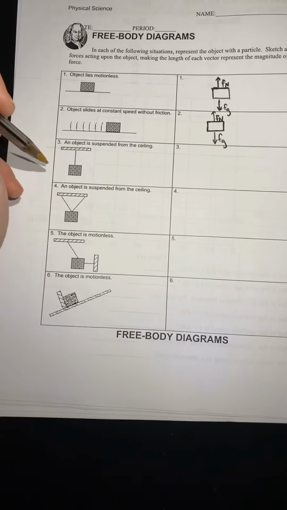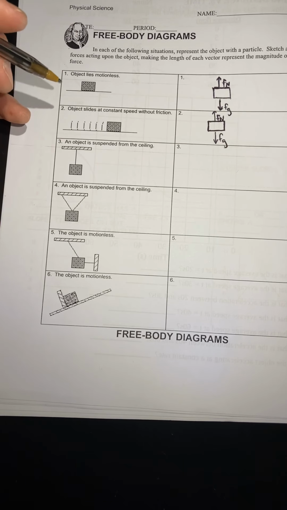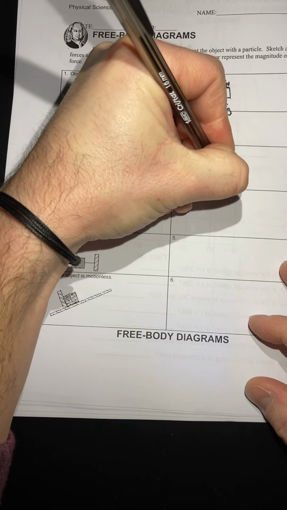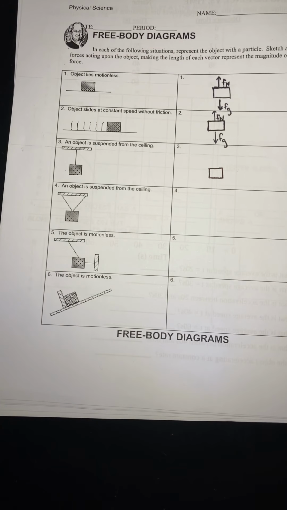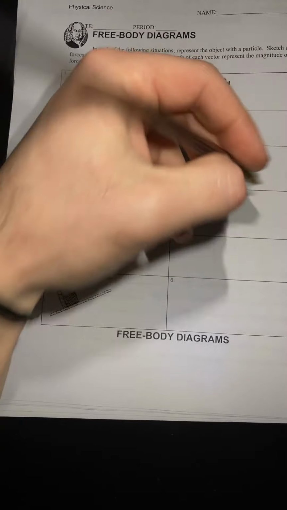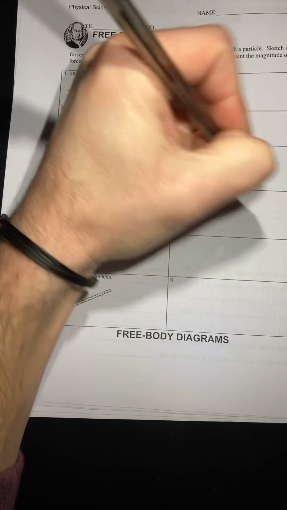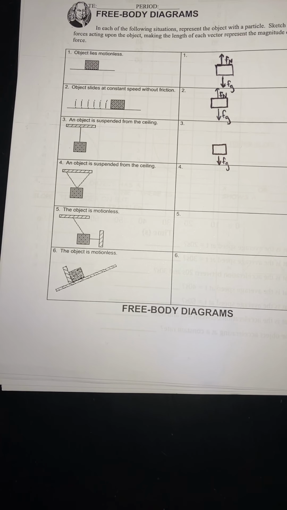All right, the next one, you have a box that is suspended by a wire from the ceiling. So draw your box. Now, what's the force that's acting on the box? Gravity. Always. Okay? And what is the other force? Tension. It's a tension force.